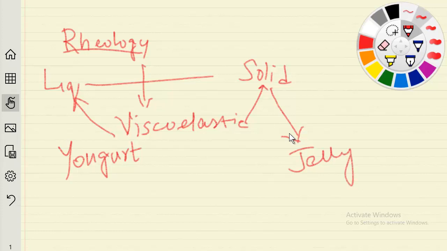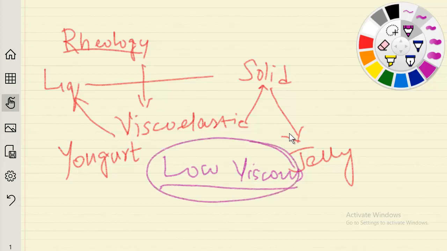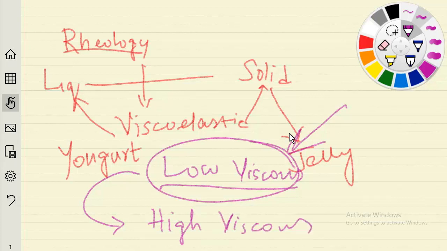Now, low viscous substances are the ones that have very little resistance to deformation. Such substances are termed low viscous substances. In contrast, we have high viscous substances. They show very high resistance to deformation. They don't deform really easily. That's why they are named highly viscous substances.